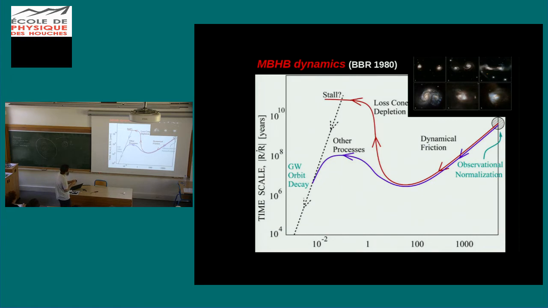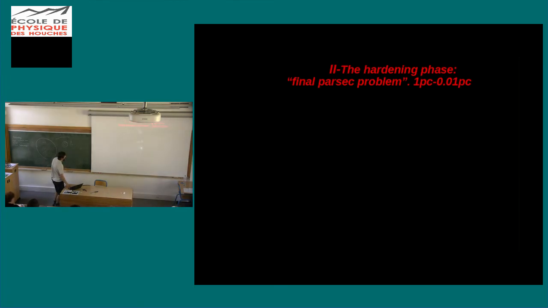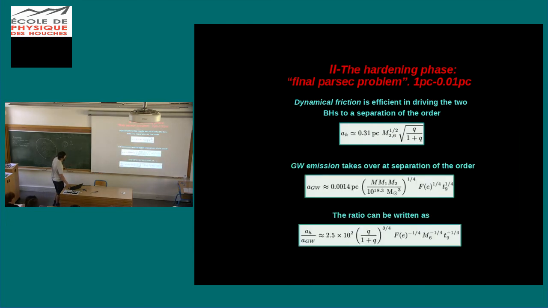So you need to bridge this gap between parsec and sub-parsec separation. 3 orders of magnitude in binary shrinking somehow have to happen, and they could actually happen. That's what I'm going to tell you in the next 10 minutes. This is just the problem that I highlighted.